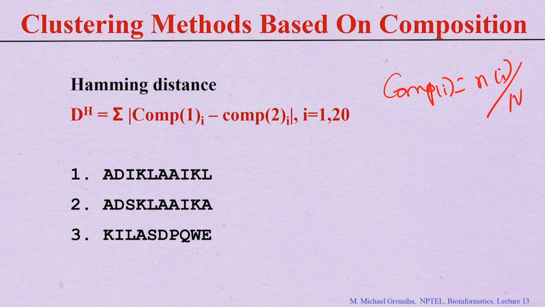Now, I get 3 sequences. How many clusters can you put these three sequences in, and which two sequences are close to each other? We can use this formula: Hamming distance equals the sum of the absolute difference between composition 1 of I and composition 2 of I, where I varies from 1 to 20. So, what is the composition for sequence 1?